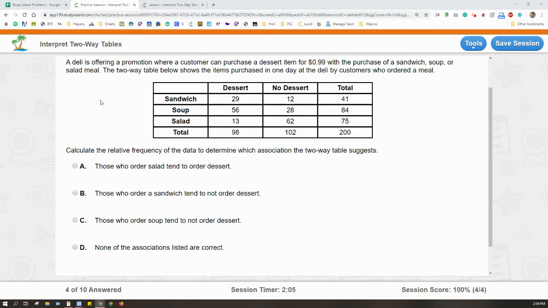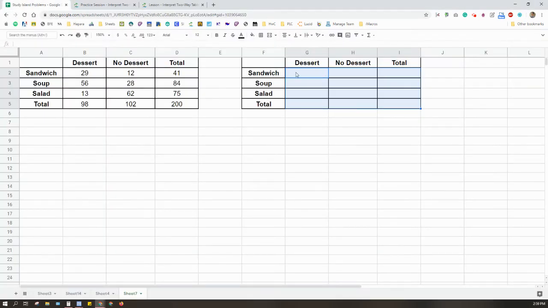So I will turn back to my spreadsheet. Again, you don't have to do this. You can just do it on paper with a regular old calculator. Here it is, 29 divided by 41. So let's see what equals 29 divided by 41, and we get that number right there. Next one equals 12 divided by 41.